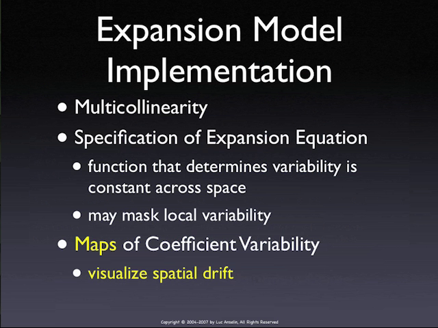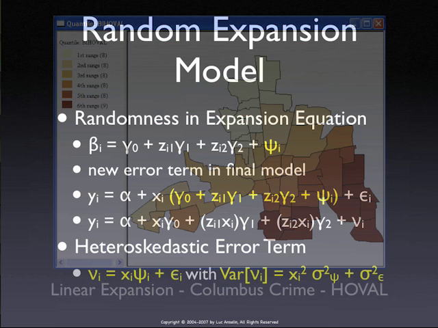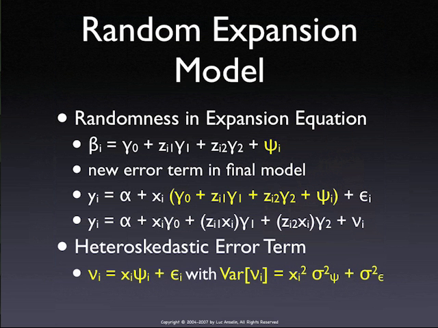But this is not rocket science. I like to think of this more as an exploratory technique. If you find that, in fact, these parameters are not constant, that should be a red flag. Why are they not constant? What is it that we're missing in our specification?